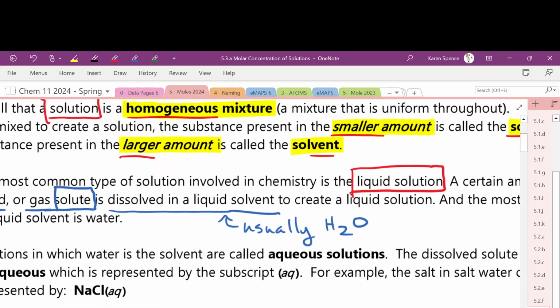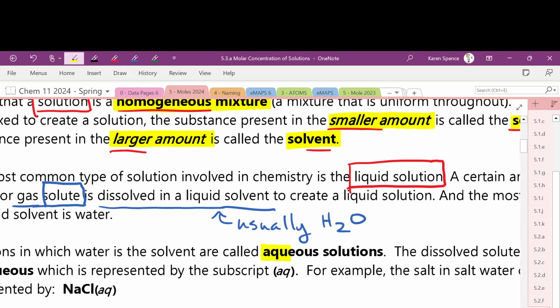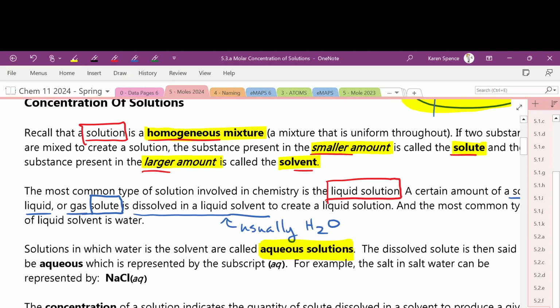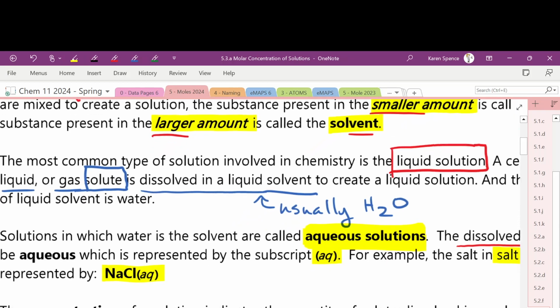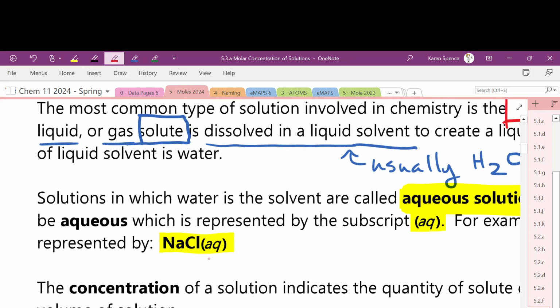Okay, and so we call it an aqueous solution. And we can now say that the dissolved solute is represented by aqueous, and for that we use the subscript AQ. So if we're saying the salt in salt water, we would write NaCl, and at the bottom we would write AQ. Dissolved in water.